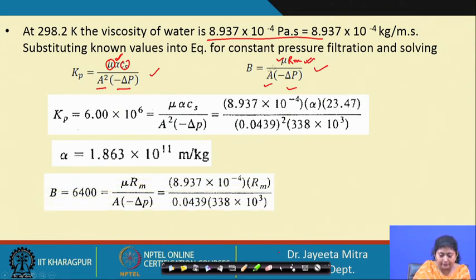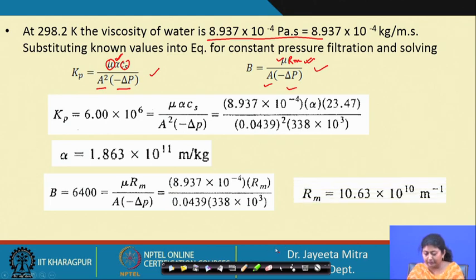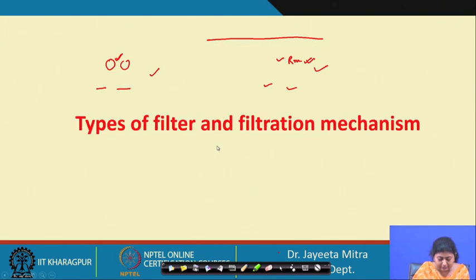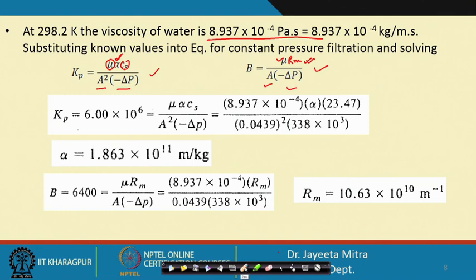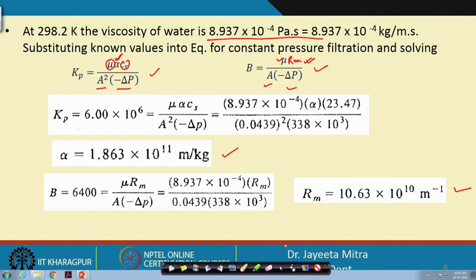After that we will put the value in the form of B, that is 6400 into mu into Rm by A minus delta P. So, mu is given, Rm we need to calculate. So, what is the value of Rm now? Rm is 10.63 into 10 to the power 10 per meter. So, from a constant pressure process, now we are able to calculate the specific cake resistance and also the filter media resistance from the time and volumetric flow data.